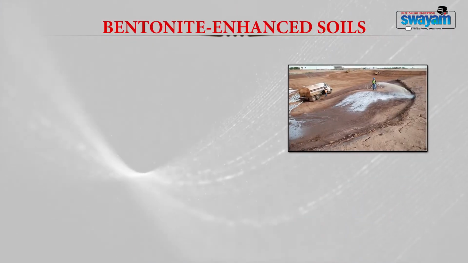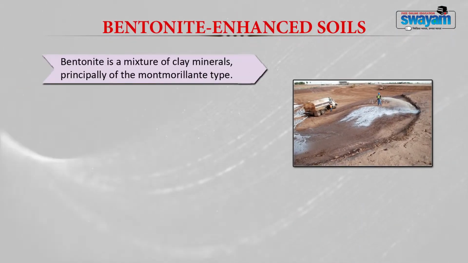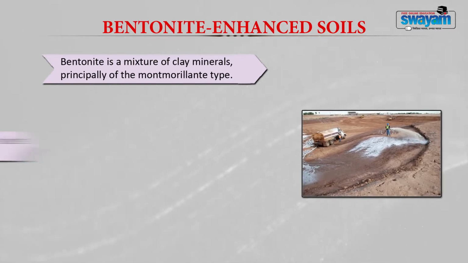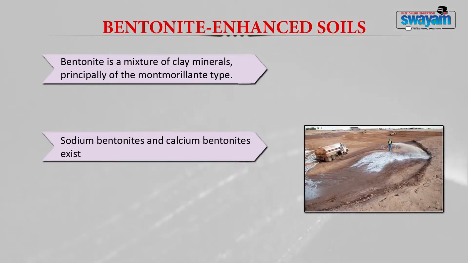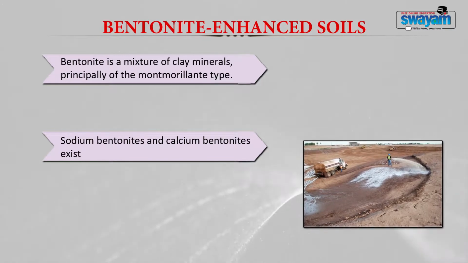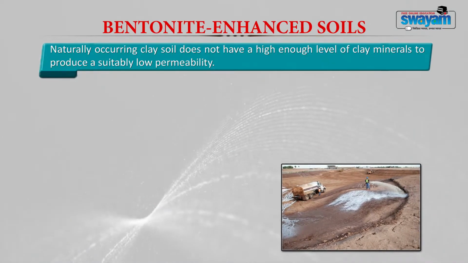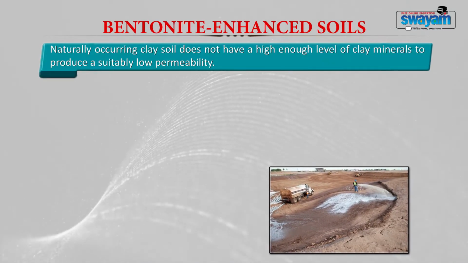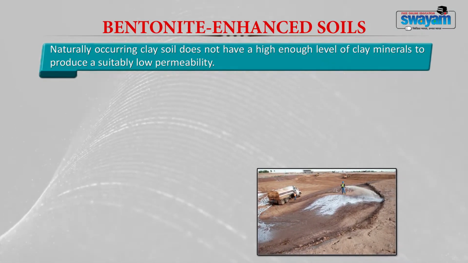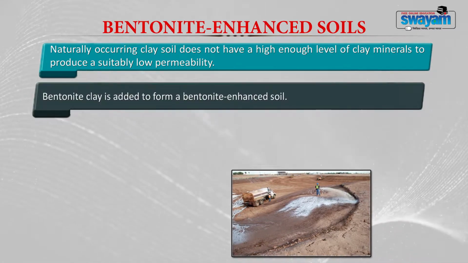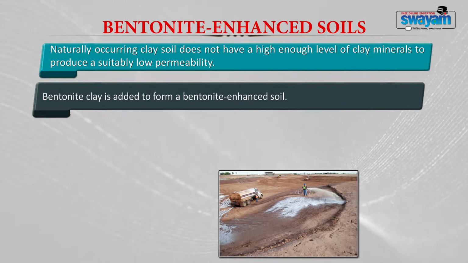Now you also can use bentonite-enhanced soil. Bentonite is a mixture of clay minerals, especially montmorillonite type. Now you also have sodium bentonite and calcium bentonite type. Sodium form possesses lower permeability, whereas the naturally occurring clay does not have a high enough level of clay mineral to produce suitable low permeability. So bentonite clay is added to form bentonite enhanced soil.